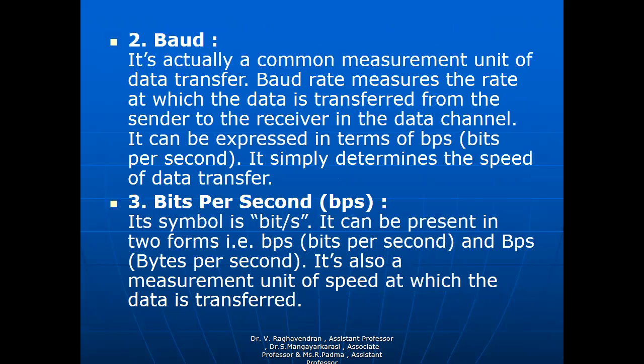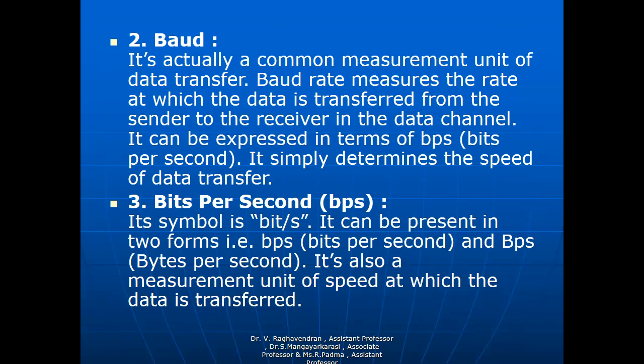The second category is baud. It is a common measurement unit of data transfer. The baud rate measures the rate at which the data is transmitted from the sender to the receiver through the data channel. Next, baud can be expressed in terms of BPS. BPS means bits per second. It simply determines the speed of the data transfer.